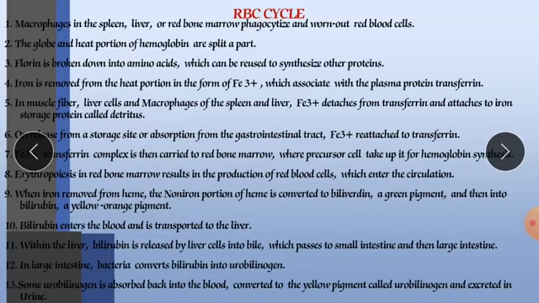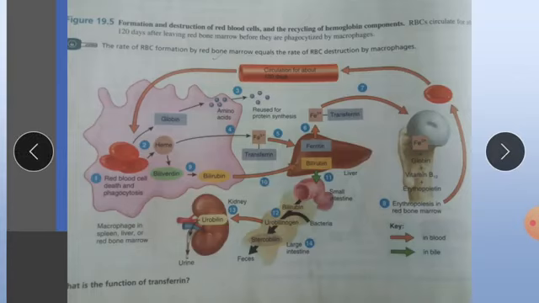Now the next point: iron is removed from the heme portion in the form of Fe3+, which associates with the plasma protein transferrin. So what is transferrin? It is the transporter of the iron molecule. So this iron can be transported from the blood toward our liver, carried by transferrin, and it can be stored in our liver.